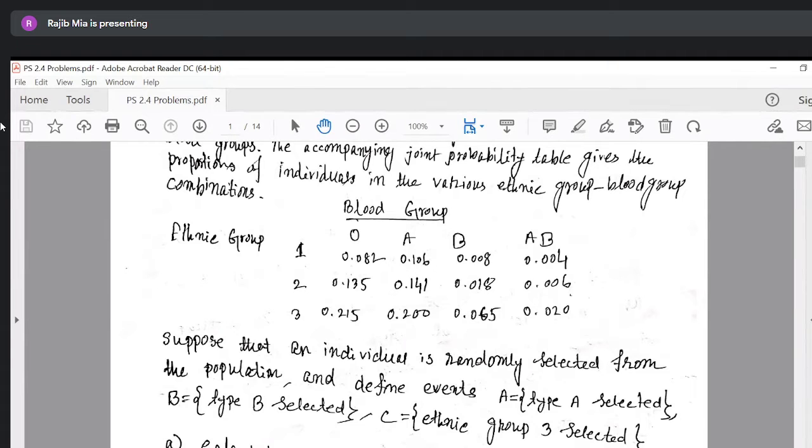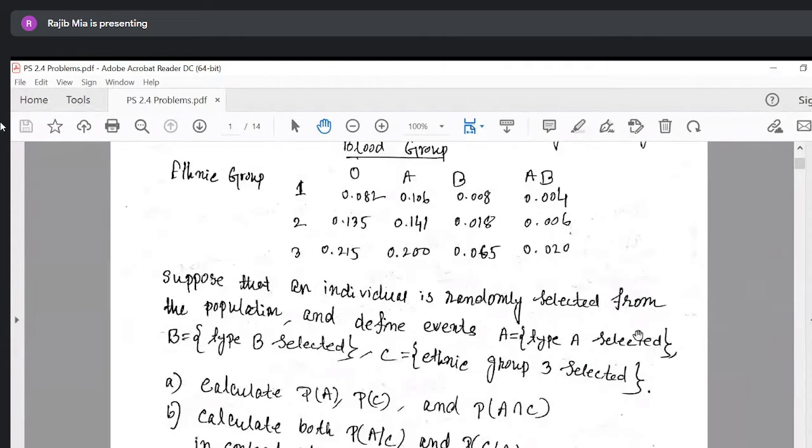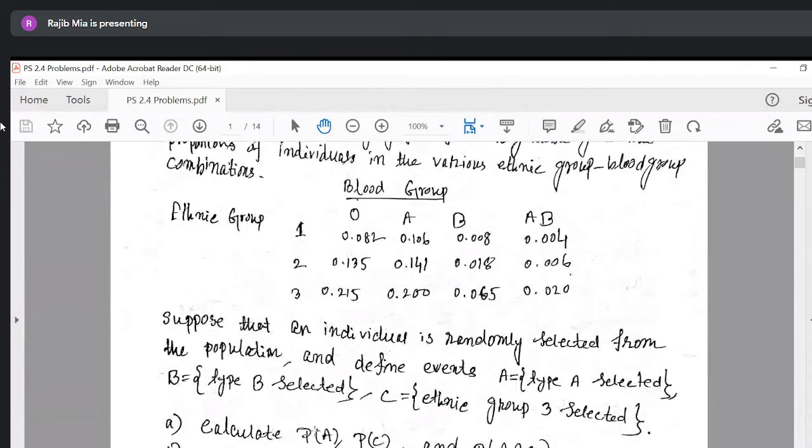So probability of A. A is the event that blood group A is selected. If the person belongs to blood group A, he may be from ethnic group 1 or 2 or 3. If the blood group is A and from group 1, the probability is 0.106, from group 2 the probability is 0.41, and from group 3 the probability is 0.20. So there are three possibilities here for blood group A: he may be from group 1, group 2, or group 3.